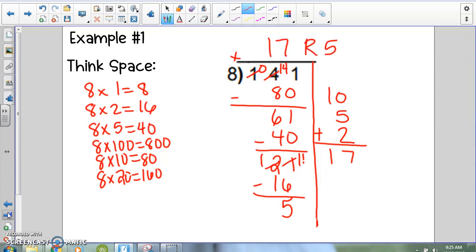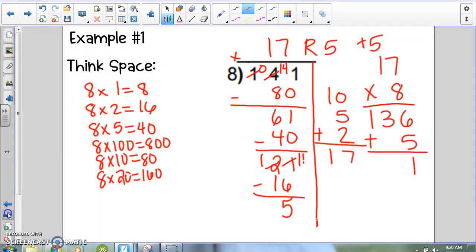Now, you can always prove that the problem is correct by multiplying 17 times 8, which is 56. Drop your 6, carry your 5. 8 times 1 is 8, plus 5 is 13. We have 136. Well, we have a remainder of 5, so we're going to add 5. And we should get 141. So your answer is 17, remainder 5.